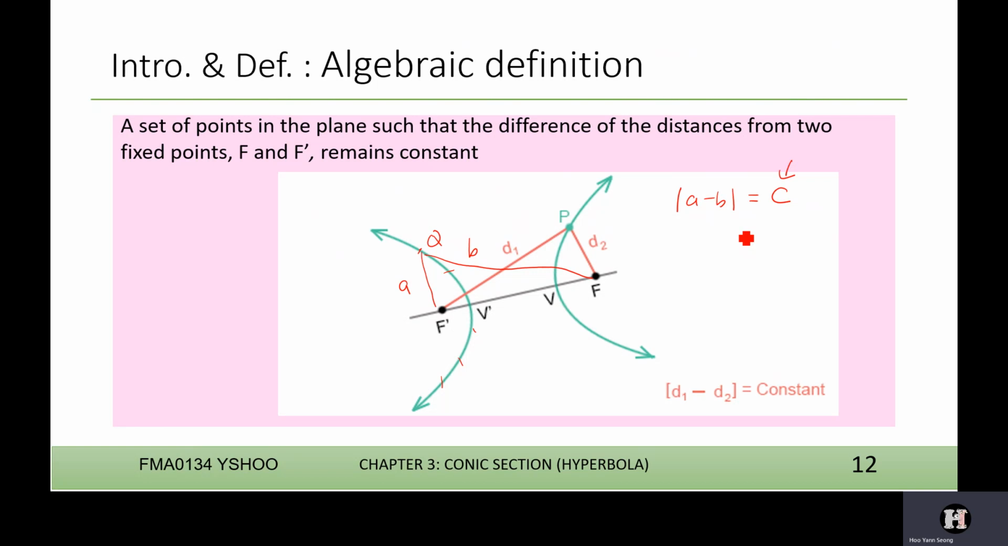So what does that mean? Let's say you have another point here, R. The distance from R to my F, let's name it X, and then R to F prime, let's name the distance Y. So the difference, the magnitude of Y minus X, must also be C.